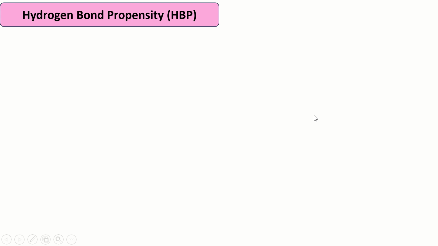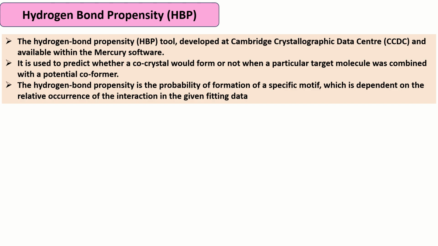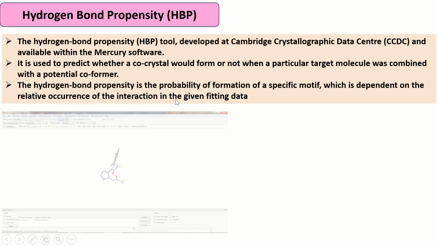So next is the hydrogen bond propensities. The hydrogen bond propensity tool was developed at the Cambridge Crystallographic Data Centre and is available within the Mercury software. It is used to predict whether a co-crystal would form or not when a particular target molecule is combined with a potential coformer. The hydrogen bond propensity is the probability of formation of a specific motif, which is dependent on the relative occurrence of the interaction in the given fitting data.